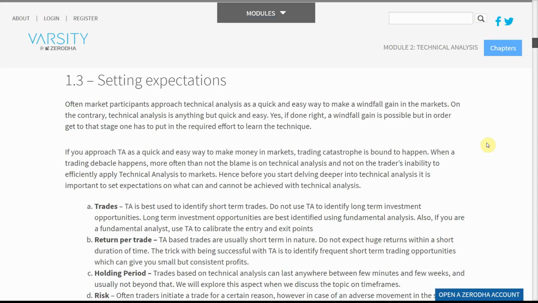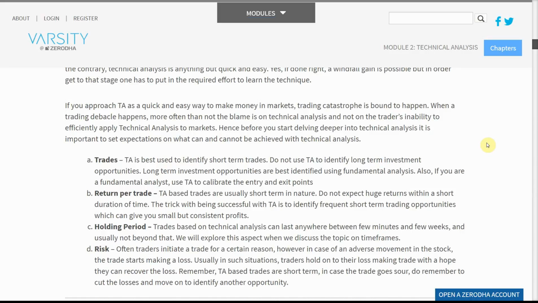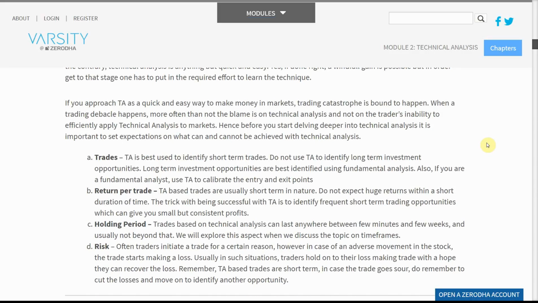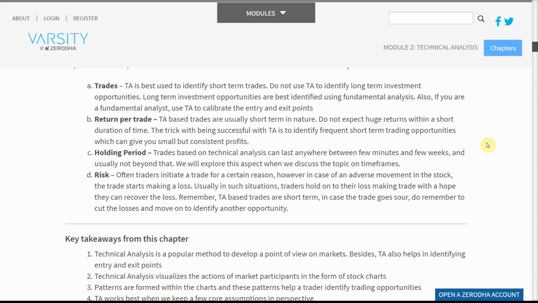Trades. TA is best used to identify short-term trades. Do not use TA to identify long-term investment opportunities. Long-term investment opportunities are best identified using fundamental analysis. Also, if you are a fundamental analyst, use TA to calibrate the entry and exit points.